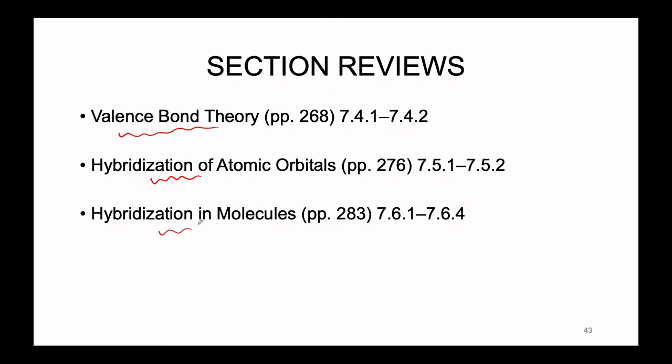When we come back, we're going to round out Chapter 7 by discussing a second bonding theory, molecular orbital theory, which helps to fill in some of the gaps that still exist to this day in valence bond theory.